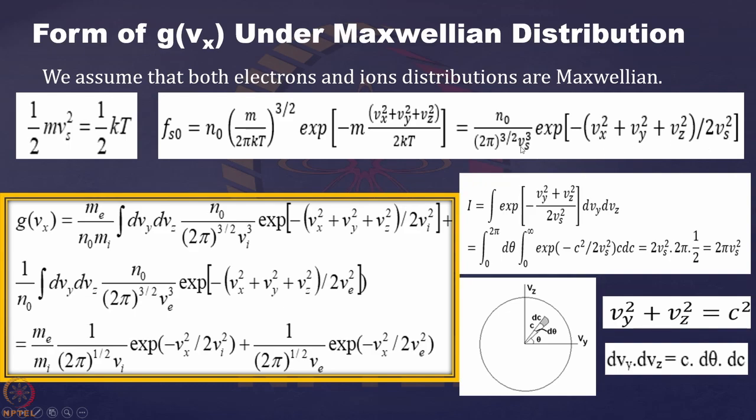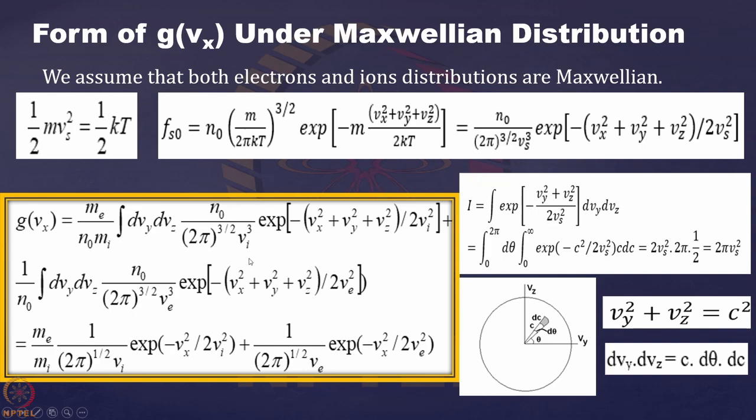This thermal speed is dependent on the temperature. The higher the temperature, the higher the thermal speed, and this is a constant value depending on the temperature, and this corresponds to the distribution function. And again you are seeing that it is expressed in terms of vs in the exponent. So now we are in a position to expand this g(vx) through this integration. So what is this g(vx) now? g(vx) is equal to me by n0 mi.